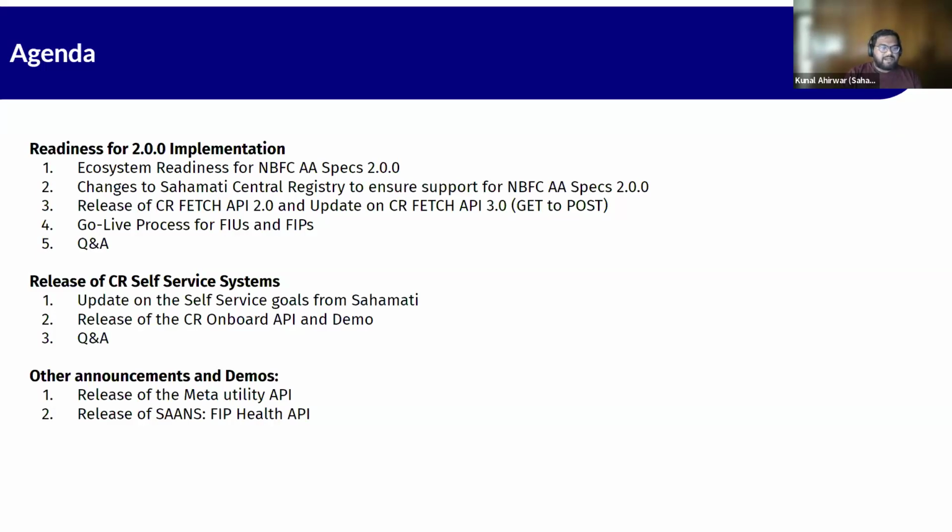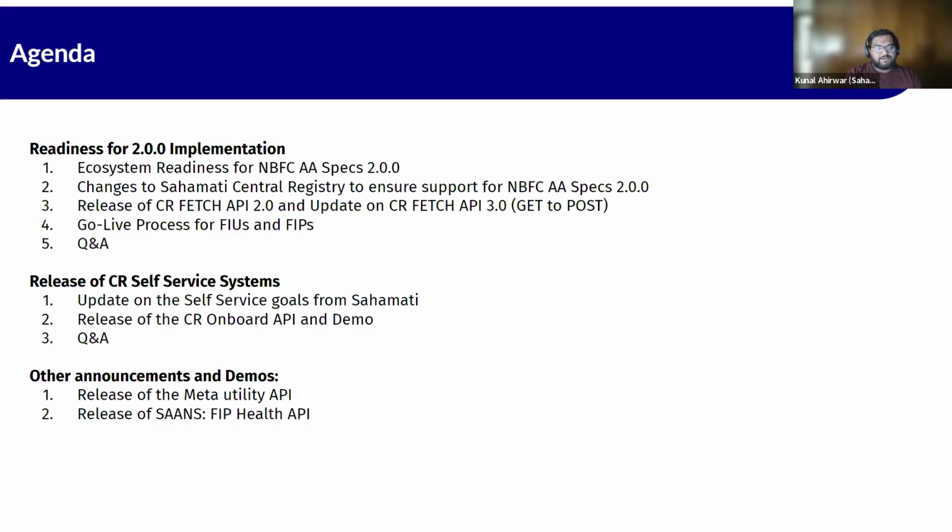In the second part, we'll look at some of the self-service goals that Sahamati has and how we are going to be enabling self-service on the central registry going forward. We have an onboard API which we are going to be releasing today, and we'll be giving you a small demo of that. And then there are some small announcements about the release of meta utility APIs and SaaS APIs, which we'll be talking about towards the end.